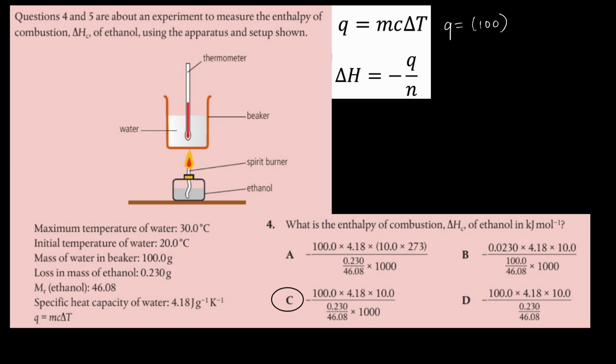We need our specific heat of water, which is 4.18. And we need our change in temperature, which is going to be 10 because it went from 20 to 30 degrees Celsius. Now our specific heat was given to us in joules, and we want our answer in kilojoules per mole. So we know we need to divide this number by 1,000 in order to get our heat absorbed in kilojoules.